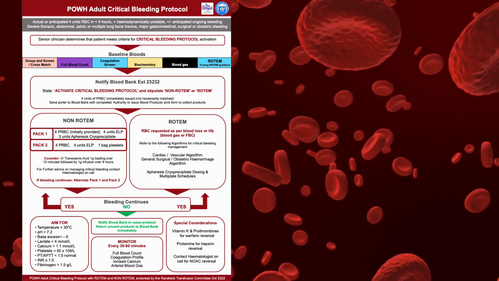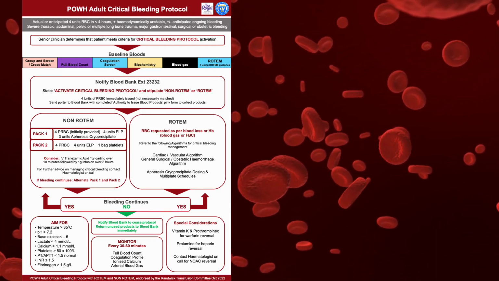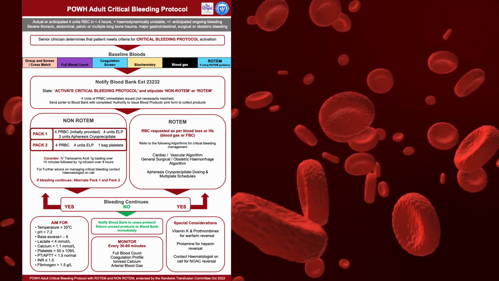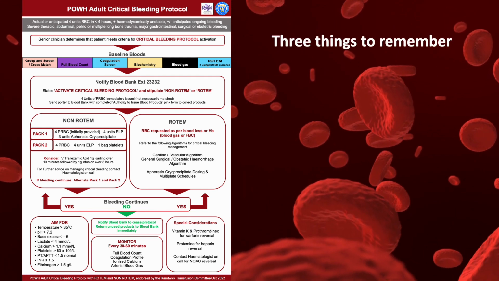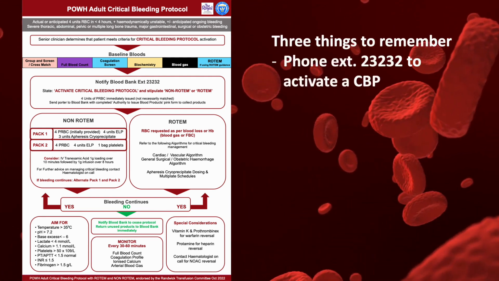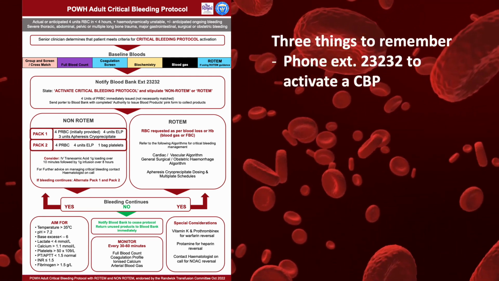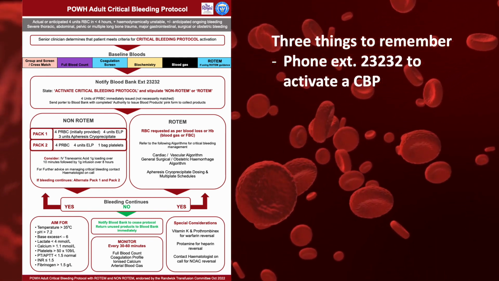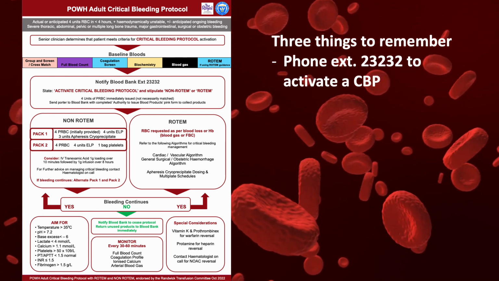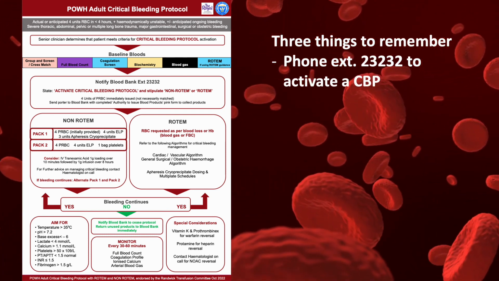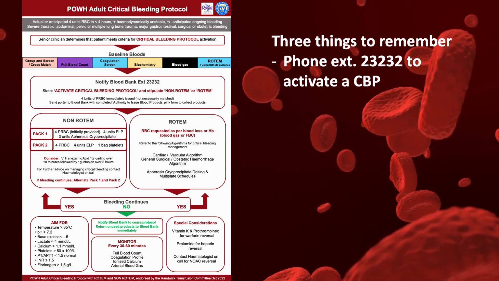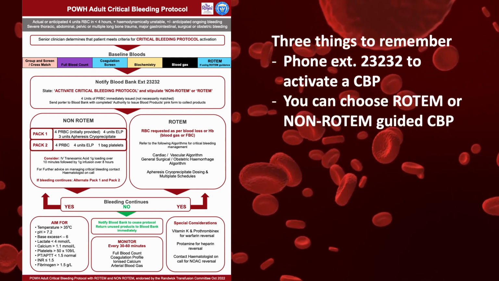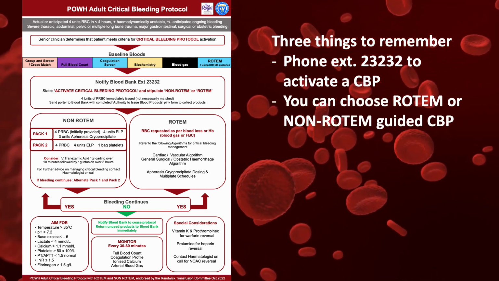To summarise, at Randwick campus we use the critical bleeding protocol. It's not called an MTP, which should be activated in this scenario by calling 23232 and using the words critical bleeding protocol to the blood bank. This will facilitate 4 units of packed cells delivered to you, and initially you manage the bleeding with packed cells and crystalloid. Most critical bleeding scenarios on campus are managed using ROTEM guidance, as long as there is a team member, usually from anaesthetics or ICU, who is ROTEM trained.